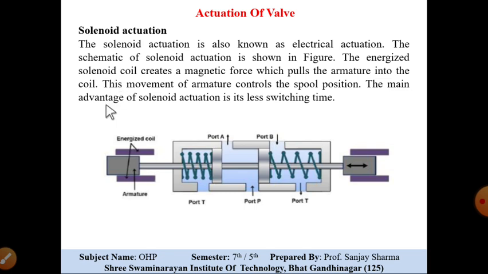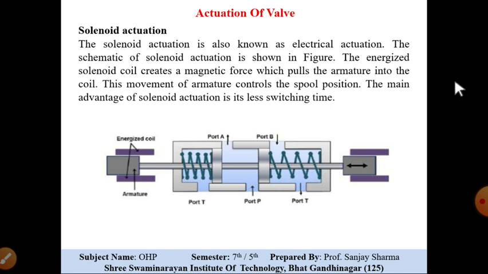So the main advantage of this solenoid is the less switching time. It is very quick, responsive, easy to operate, and very low maintenance. So this type of valve is nowadays used commonly.